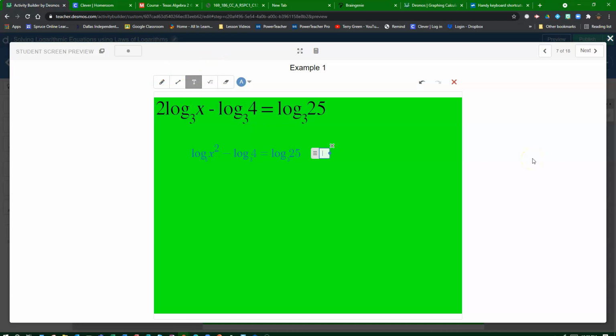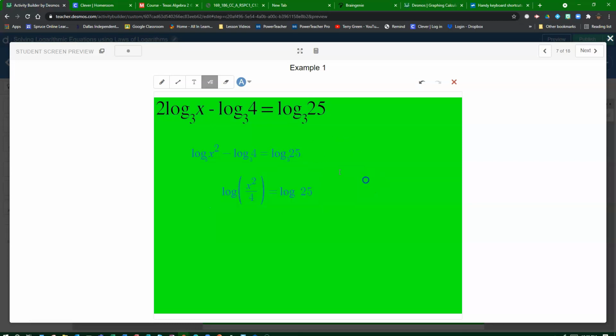Now we can go ahead and use the quotient rule, because the log base 3 of x squared minus the log base 3 of 4 is simply going to be the log base 3 of x squared divided by 4. Log x squared, and I'm going to put that 3 in there also. And of course, this is also equal to the log base 3 of 25.